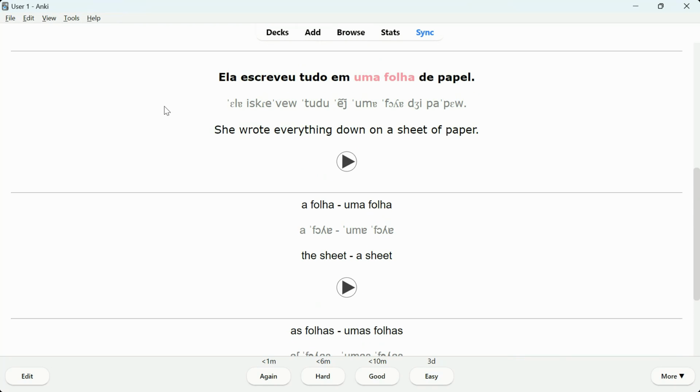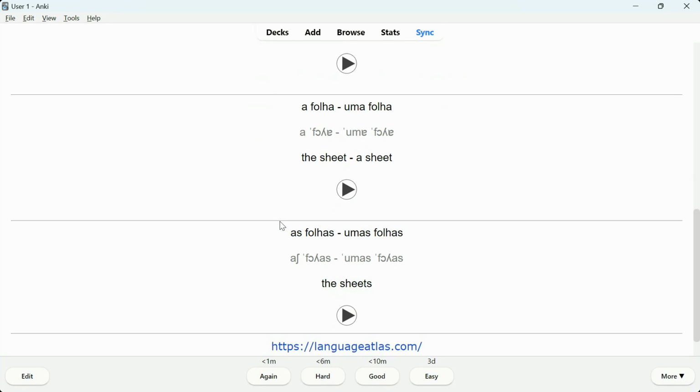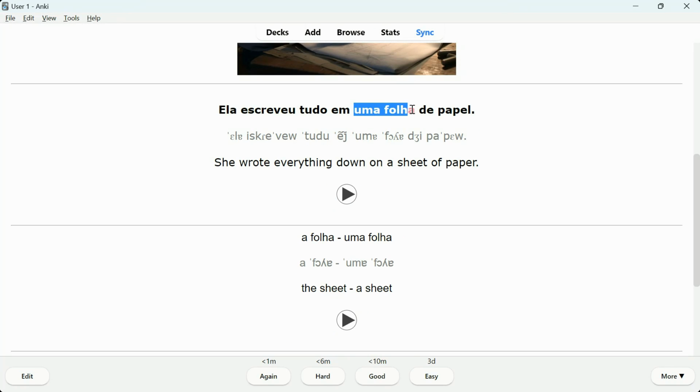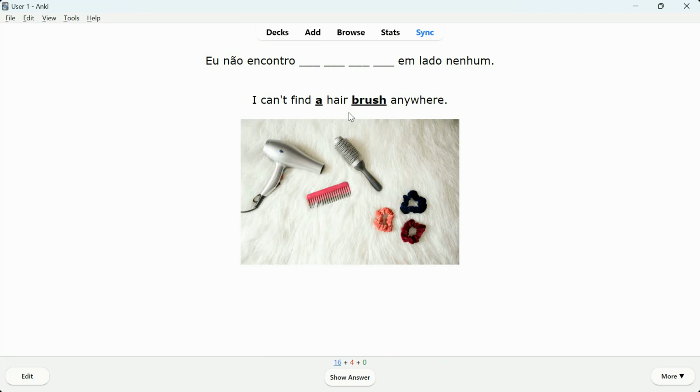Now this is where things get interesting. And again, we have the same setup. Sentence, singular, plural. However, now you see something in pink. Why is that? Because the sheet is feminine in Portuguese. So it's shown in pink. So again, masculine nouns blue, feminine nouns pink.